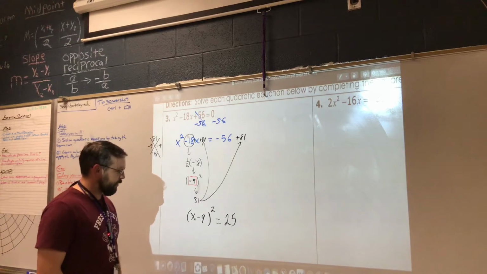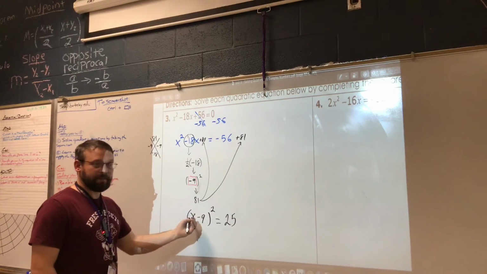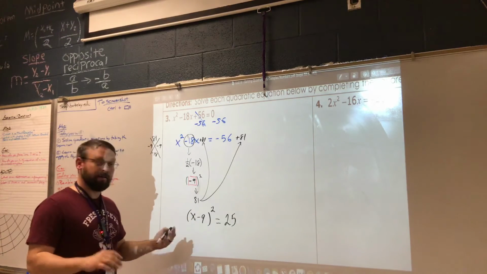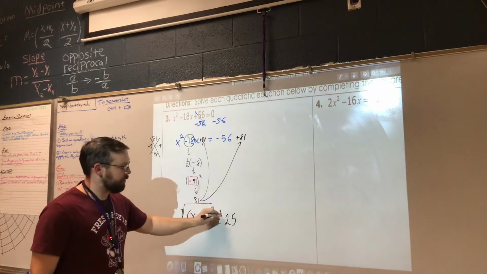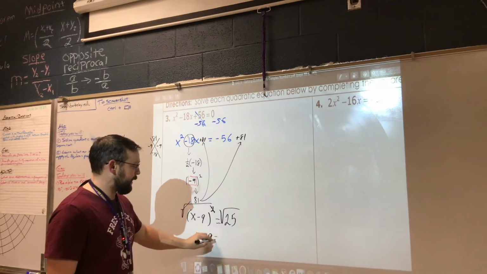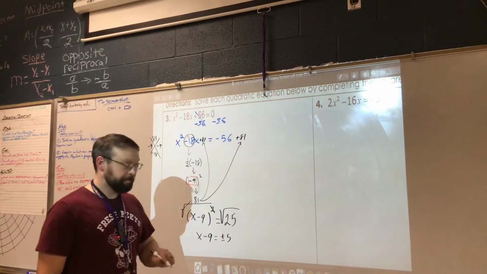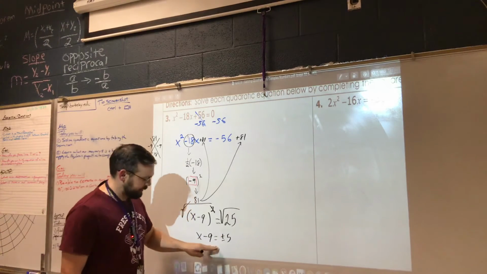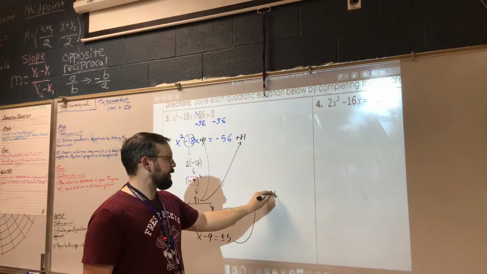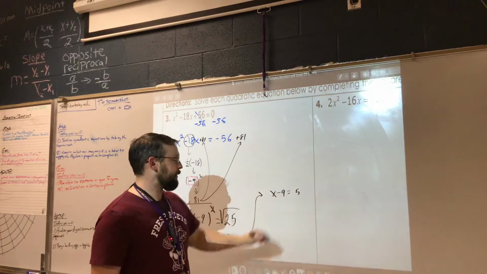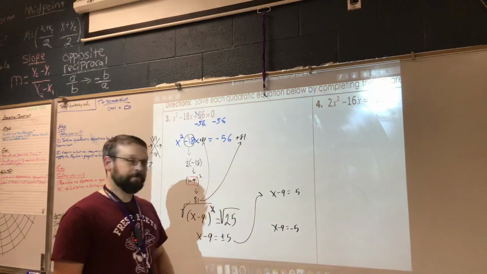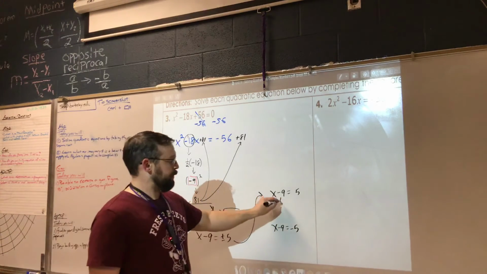So from here, I've got to get the square from around this thing. If you remember the inverse relationship, square and square root are inverses of each other. So I'm going to take the square root of both sides. The square and square root are gone. I have x minus 9 equals plus and minus 5. So from this, I'm going to make two equations. I'm going to have x minus 9 equals a positive 5, so the plus 5. And I'm going to have x minus 9 equals a negative 5, the minus 5 there. So I'll add 9.